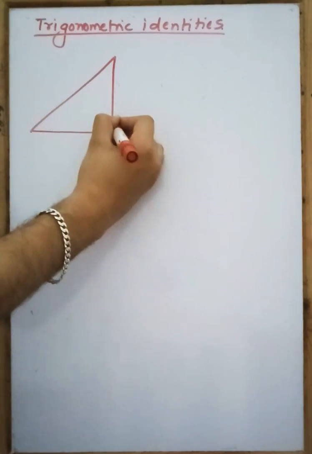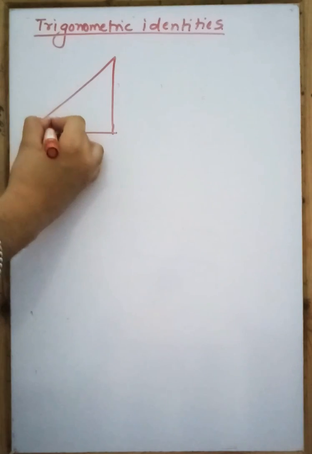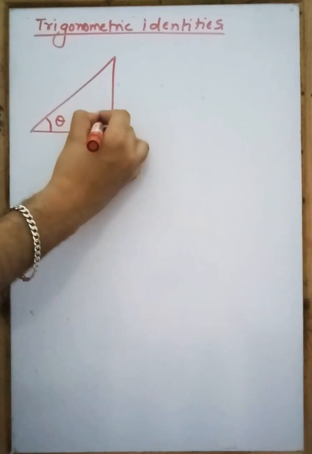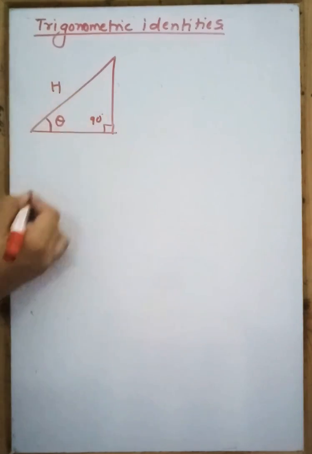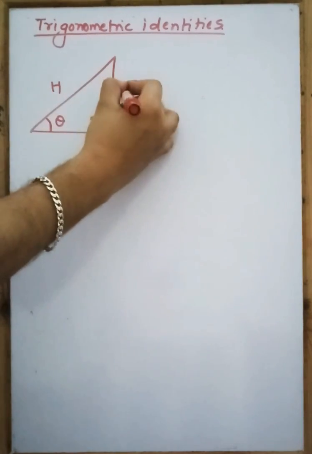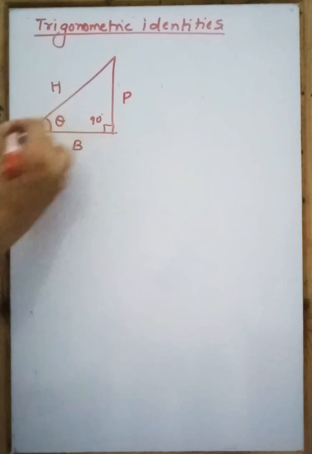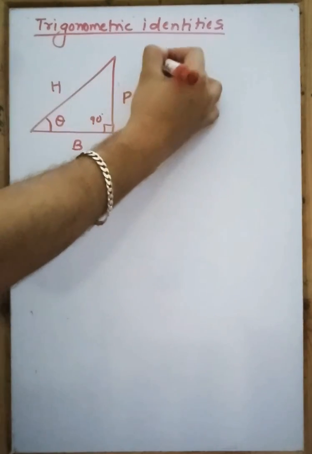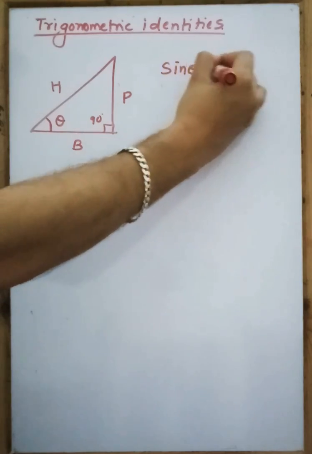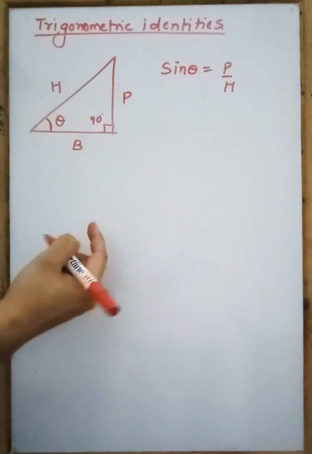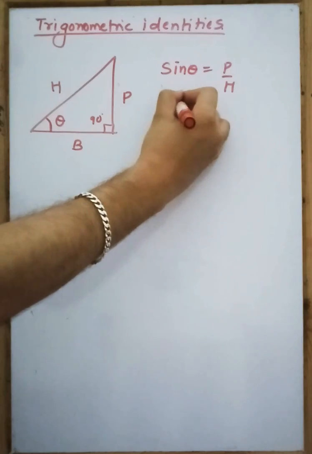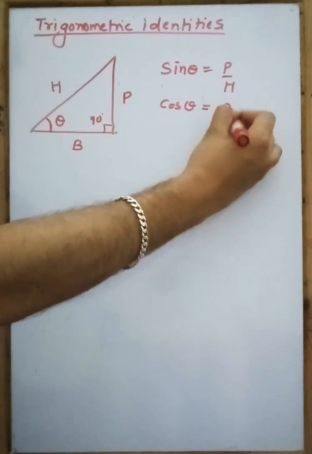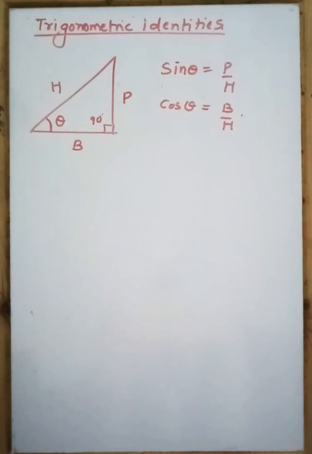Suppose you are given any right angle triangle, and I mark this angle as theta. If this angle is 90 degree over here, then opposite to 90 degree is the hypotenuse. The side opposite to the marked angle is the perpendicular, and this one is the base. I cleared this to you in the last video. Now if I ask you in this triangle what is the value of sine theta, you all know it is p by h. And cos theta is b by h. So sine theta is p by h and cos theta is b by h.